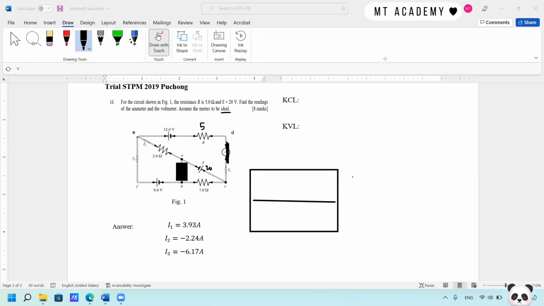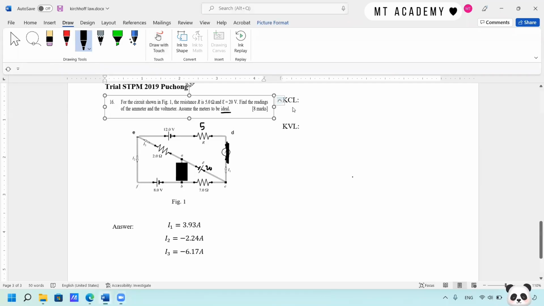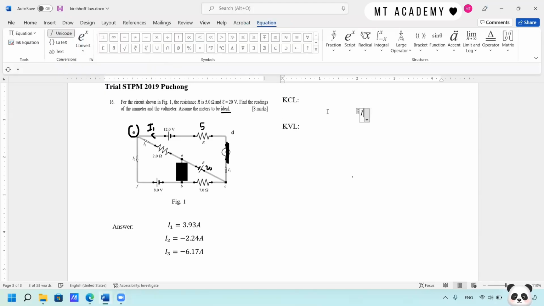Now we can just apply Kirchhoff's laws and get at least 3 equations to solve it. First is Kirchhoff's current law. We notice point E here. We have I1 flowing in, I3 flowing in, while I2 is flowing out. So we have I1 plus I3 equal to I2.